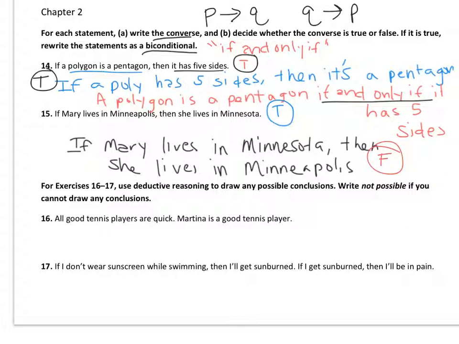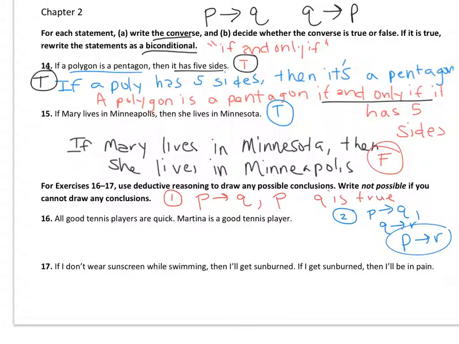Okay, number 16, 17, use deductive reasoning. So we have 2 laws for deductive reasoning. One is if P implies Q is true, and you're given that P is true, then you can conclude Q is true. That's the law of detachment. The law of syllogism is if you know P implies Q is true and Q implies R is true, then P implies R is true. It's very similar to the transitive property.